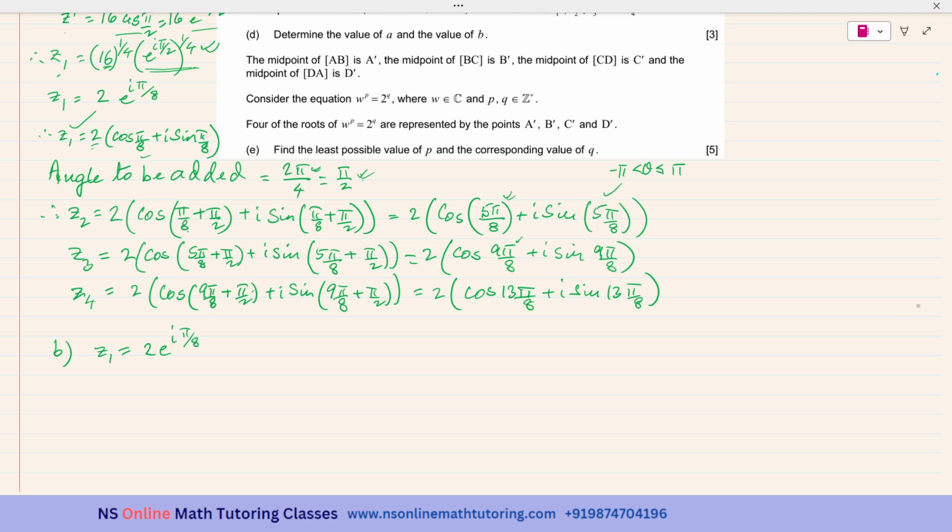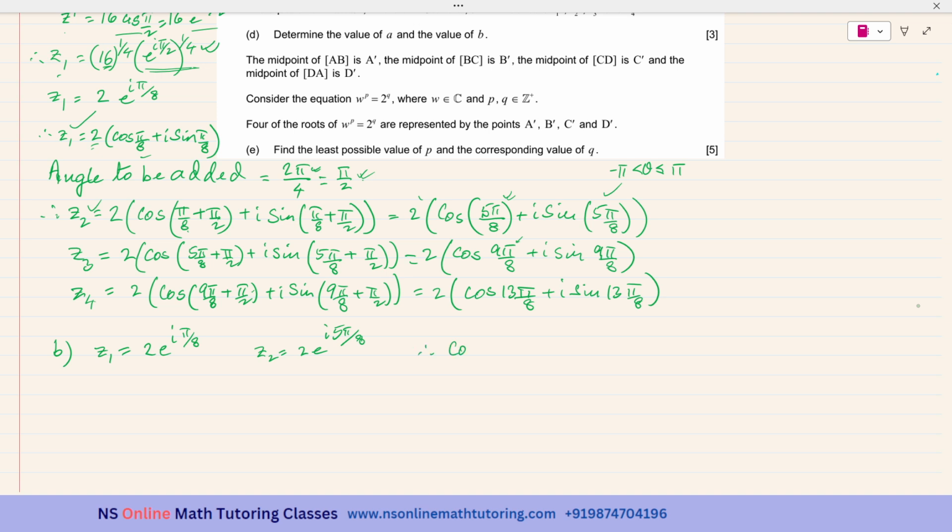Whenever it is division or multiplication, I prefer the Euler's form or the cis form. And you will be seeing why. And Z2 is 2 cos 5 pi over 8 plus I sin 5 pi over 8. So it is 2 e to the power of I 5 pi over 8. Okay. Now we will be finding the common ratio.